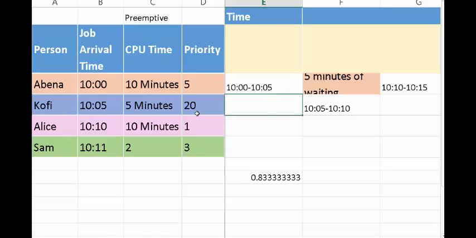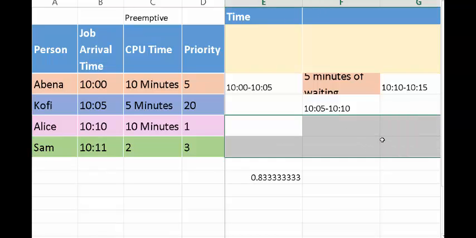In this case, Kofi's waiting time is 0. He didn't have to wait, he didn't have to pause, but Abna's waiting time is 5. Now Abna's turnaround time in this case is 15 minutes. Turnaround meaning when she started to when she ended, that's 15 minutes. Her response time is 0. The moment she got the job, she started working. And same for Kofi. The moment he got the job, he started working. But in that case, you can tell that someone like Alice and Sam, they are having to wait even longer. So response time for them is an even longer period of time.